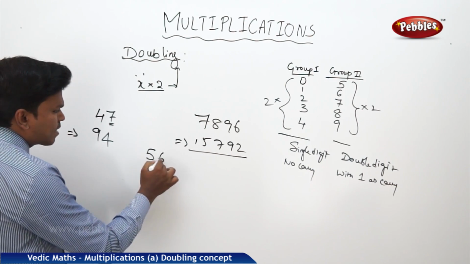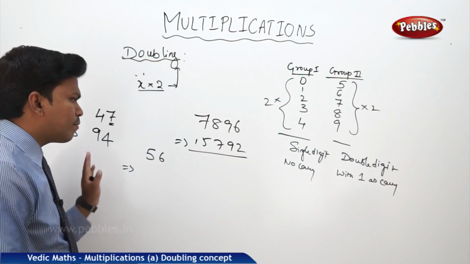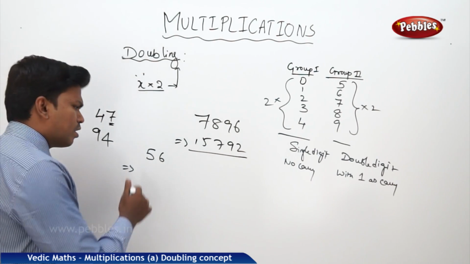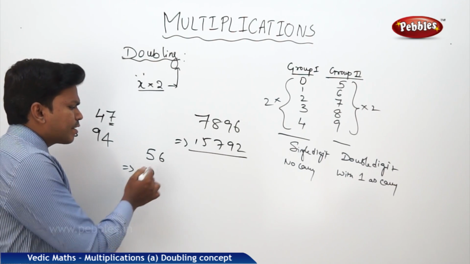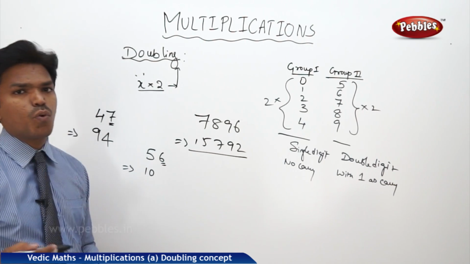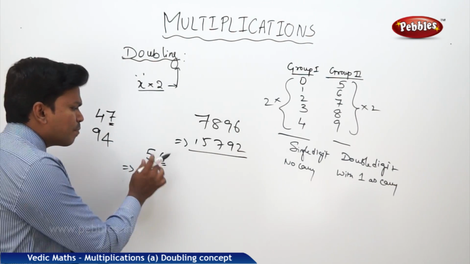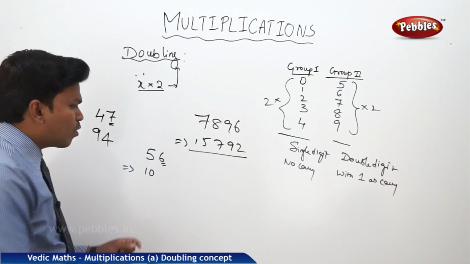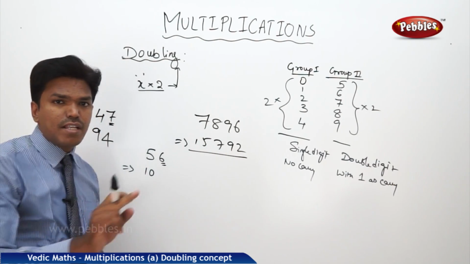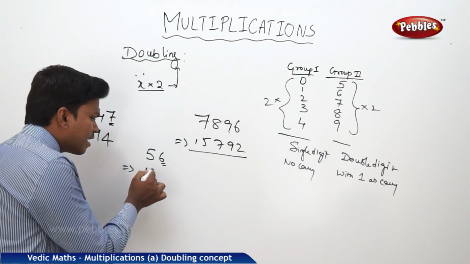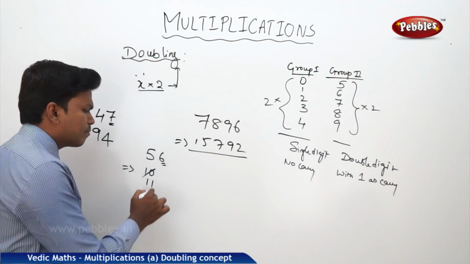Suppose 56. I want the double of 56. Start from the left. 2 5s are 10. Yes, write the 10. But after writing 10, check whether the next number is group 2 or group 1. Yes, 6 is a group 2 number. If you multiply group 2 number 6 with 2, you are going to get 12, that is 1 as a carry to the next number. Yes or no? That's why I am writing this 10 as 11, by increasing 1 before only.